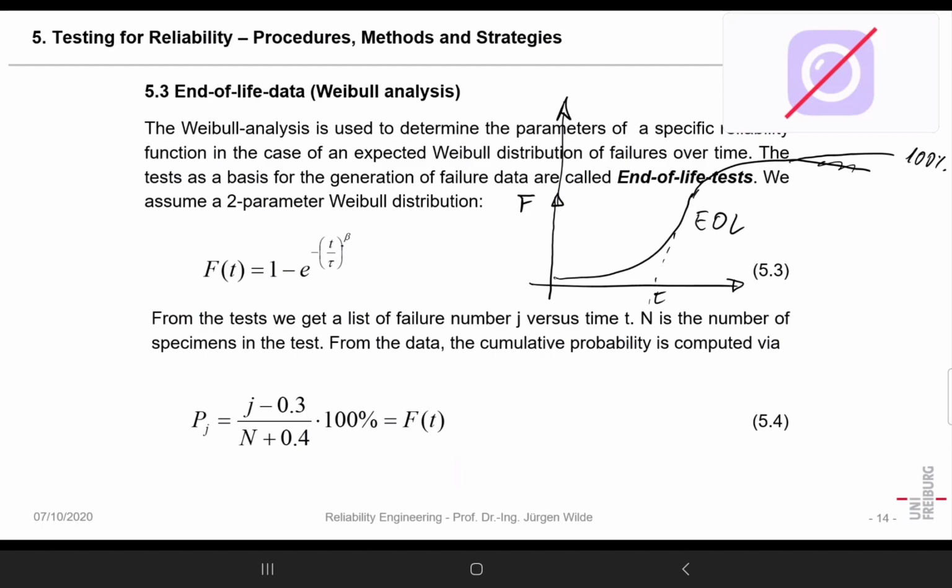What is the meaning of the tau, of the time constant here, or the characteristic value, as we say in Weibull distribution? What is the meaning of that? It is a time, but what time is it?